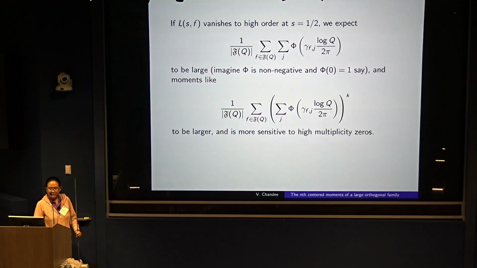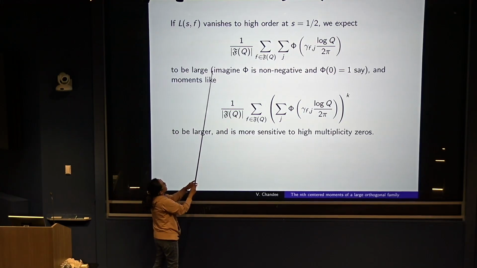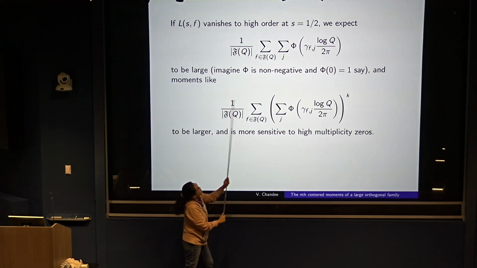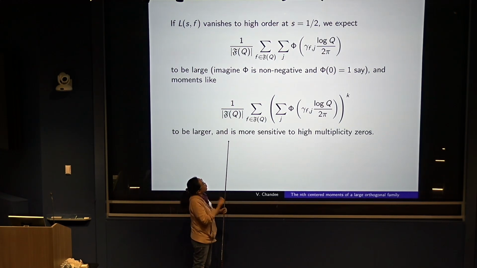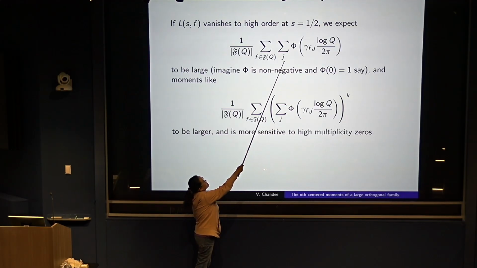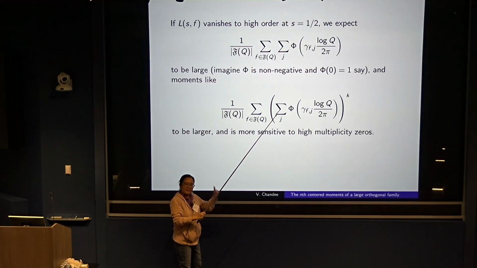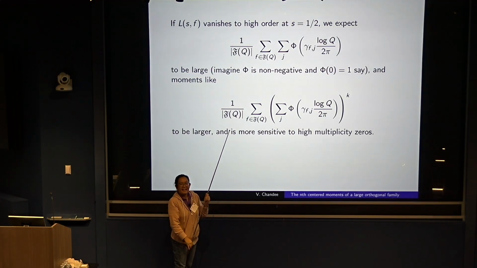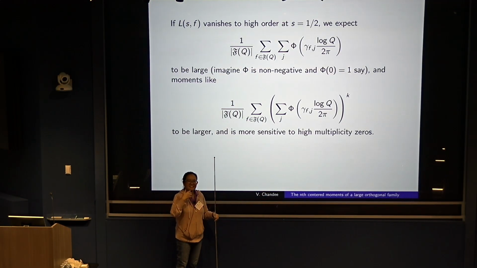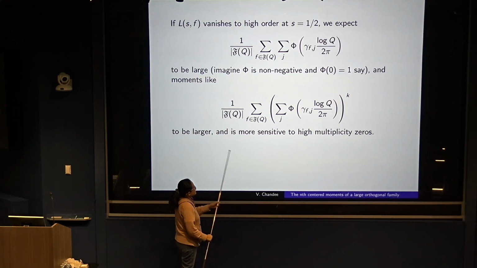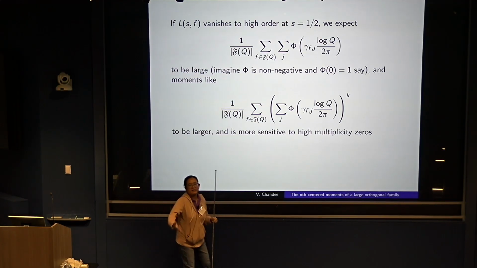And so this is related to moments in a way. Let's look at the one level density first. If L vanishes to high order here, we should look at the one level density and imagine that phi is non-negative and phi hat of 0 is 1. Then this quantity will be big if you have a lot of zeros appearing there. And if the quantity is big, when you take the moment, it gets even bigger. Once it gets bigger, it is more sensitive to high multiplicities of zero, so you can actually get more information about the higher order of non-vanishing.